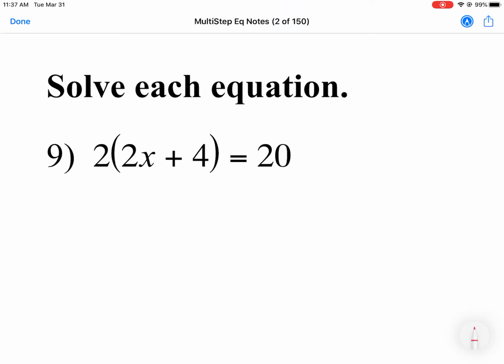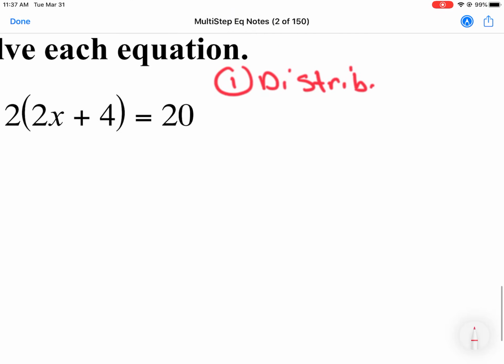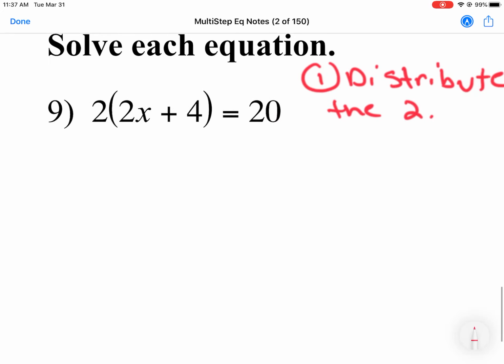Sound good? Alrighty, so remember, there's an equal sign now. I want to solve for x, but there's a lot going on here. I can't solve for x yet, so my first step, step 1, is going to be distribute the 2. Distribute the 2. That's step 1.